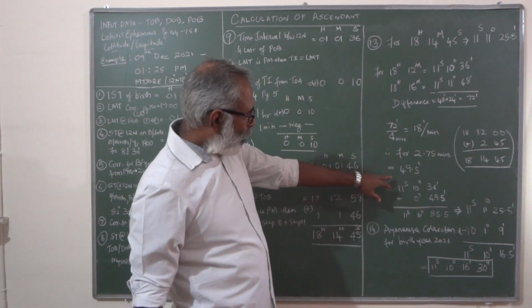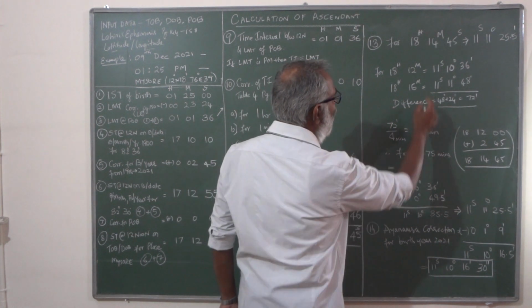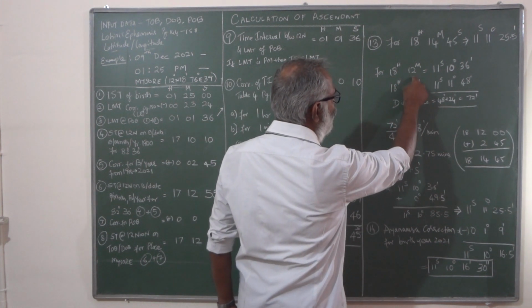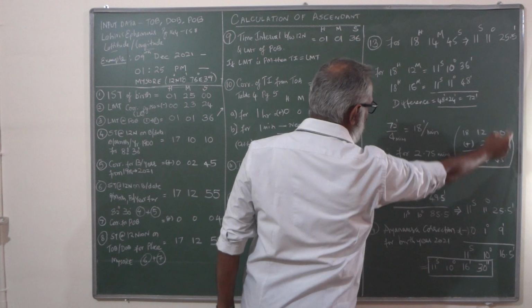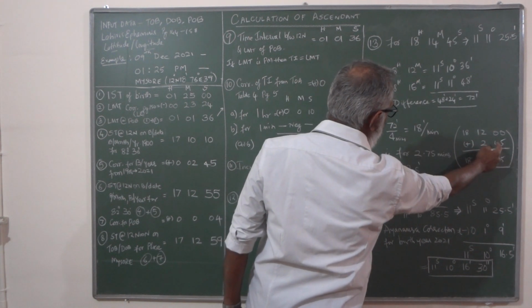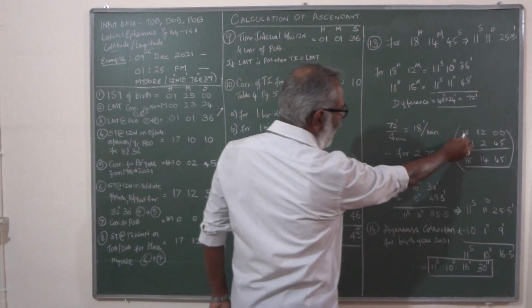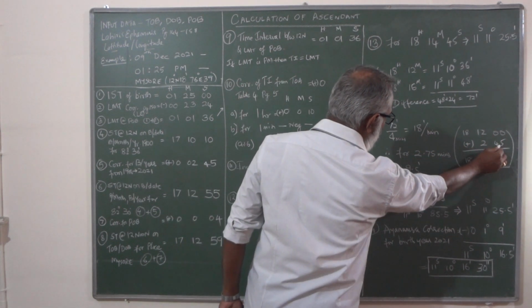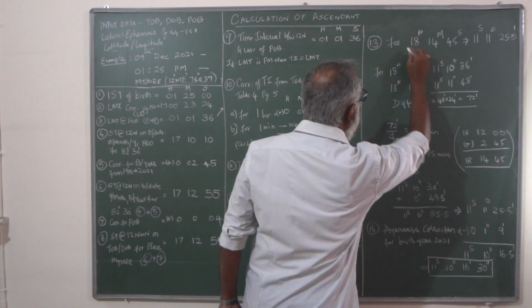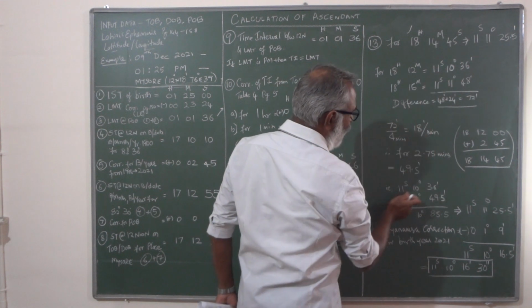So 49.5 minutes. For those 49.5 minutes, I will have to add it to 18 hours 12 minutes. If I add it here, that's what I have done here. 18 hours 12 minutes, if I add, then I will get the answer. That is, for 18 hours 12 minutes 00 to 45, I will get 18 14 45. That is correct.